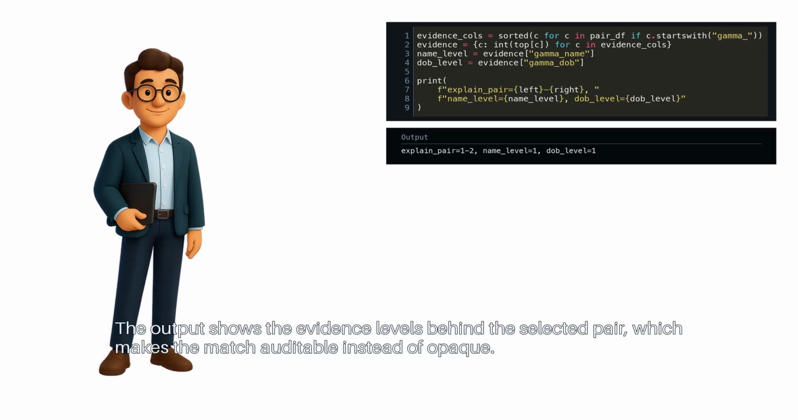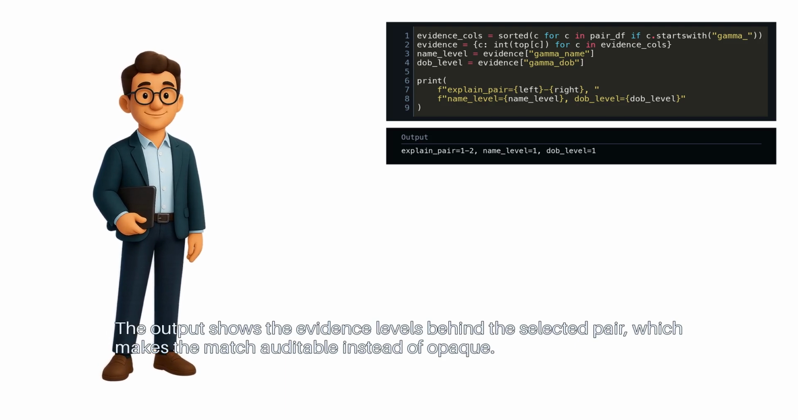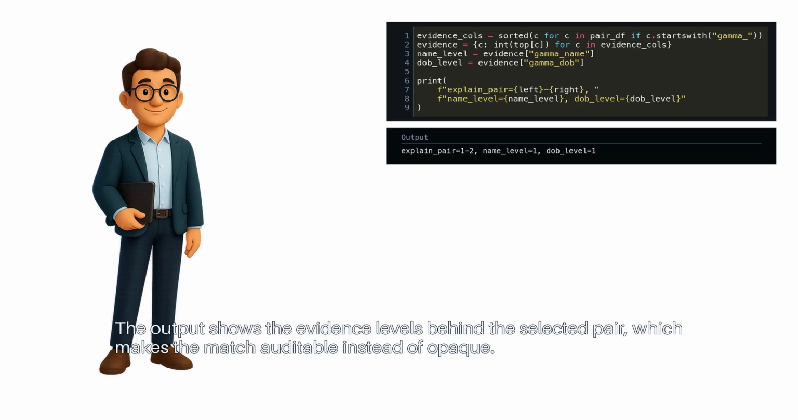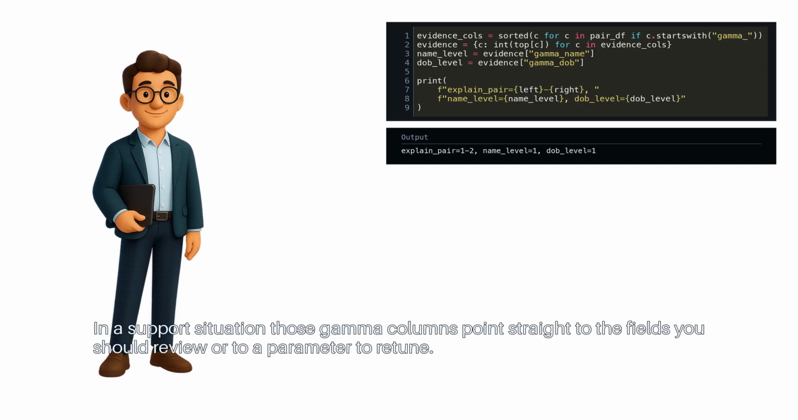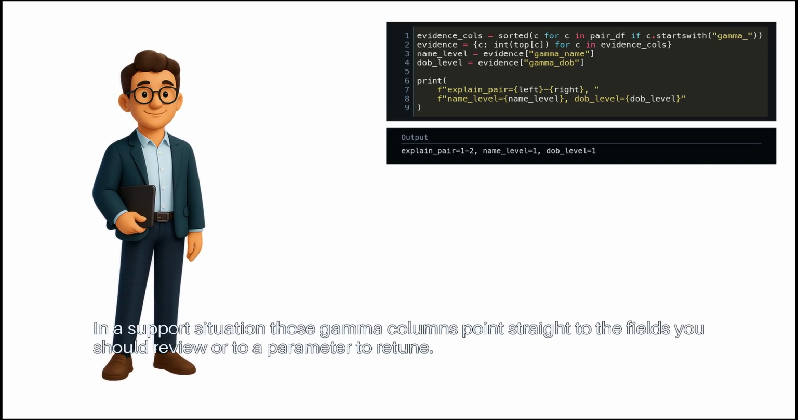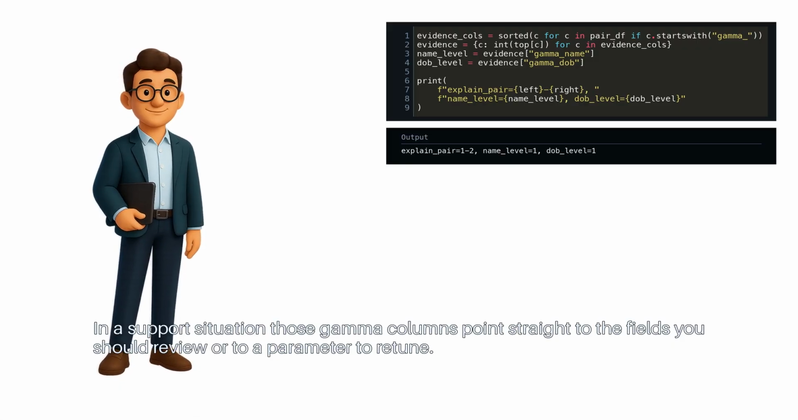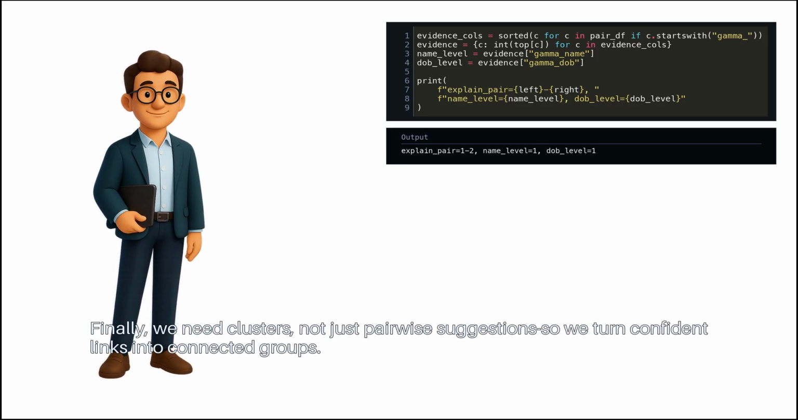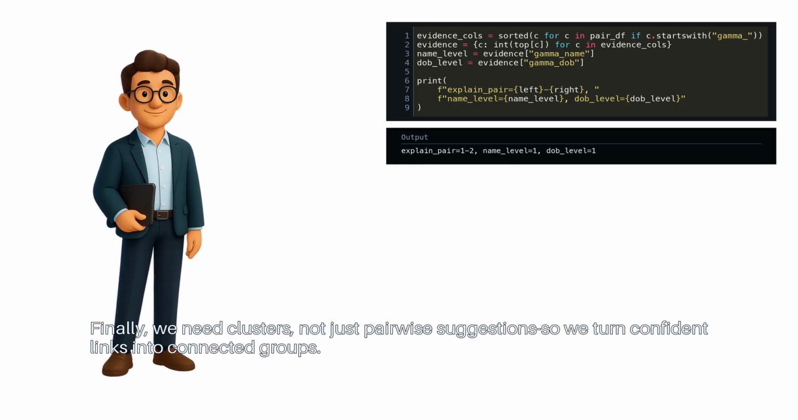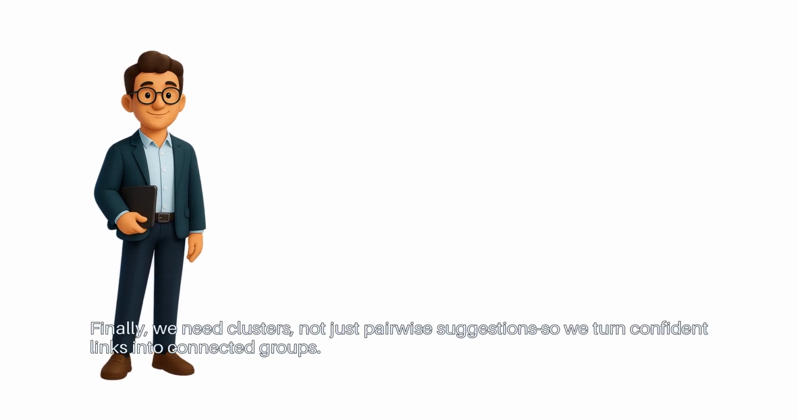The output shows the evidence levels behind the selected pair, which makes the match auditable instead of opaque. In a support situation, those gamma columns point straight to the fields you should review or to a parameter to retune. Finally, we need clusters, not just pairwise suggestions. So we turn confident links into connected groups.